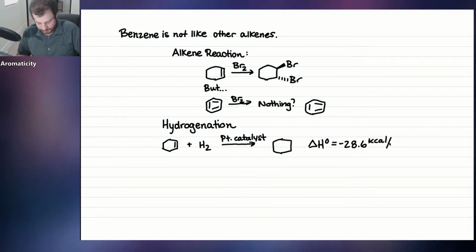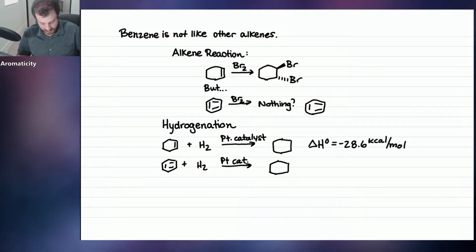kcals per mole. Okay, they thought, all right, well, let's try this with benzene. Will it work? I don't know. Let's give it a try. They took the benzene, treated it with hydrogen and the platinum catalyst, and it worked, actually. They were able to make cyclohexane from benzene, so seemingly not immune to this reaction. But they did measure the delta H of the reaction, which was highly peculiar to them. The delta H was negative 49.8.